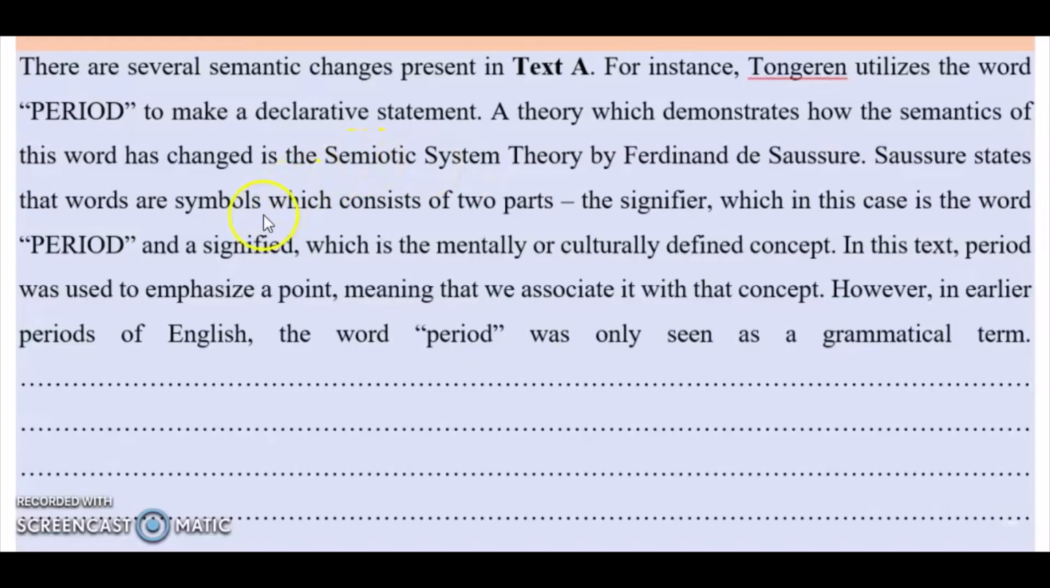Saussure states that words are symbols, which consist of 2 parts, that is a signifier and a signified, which means a symbol and the concept. Here in this case, "period" is a signifier or a symbol, and the signified is a mentally or culturally defined concept. So in this text, "period" is used to emphasize a point, meaning that we associate it with that concept. However, in an earlier period of time, the word "period" was only seen as a grammatical term.